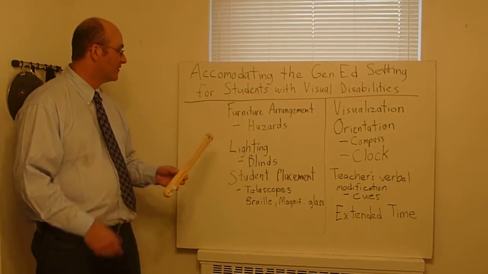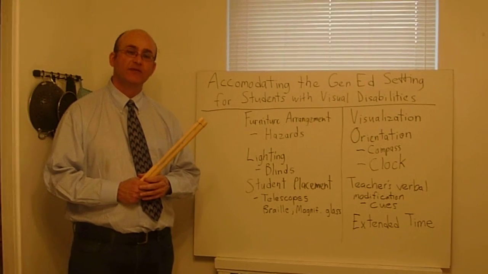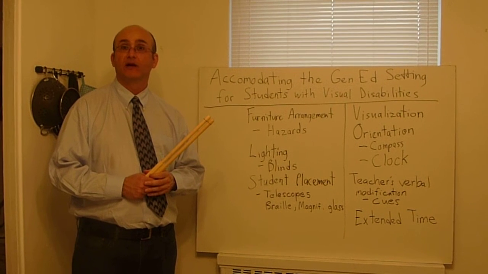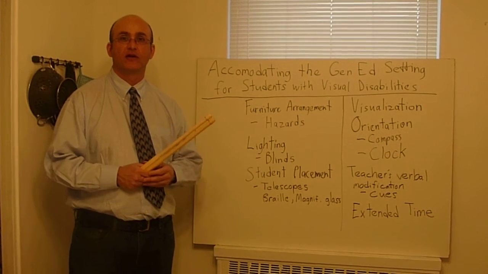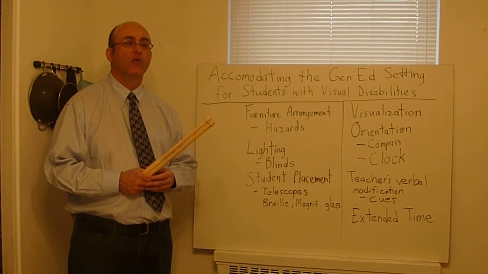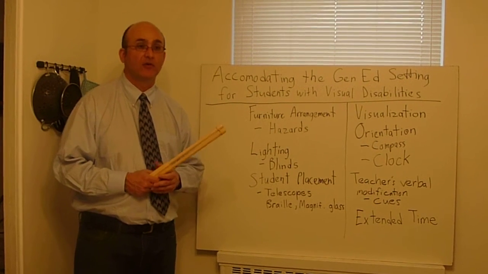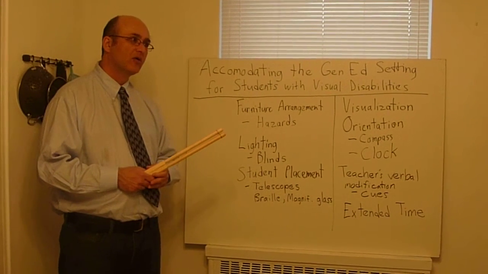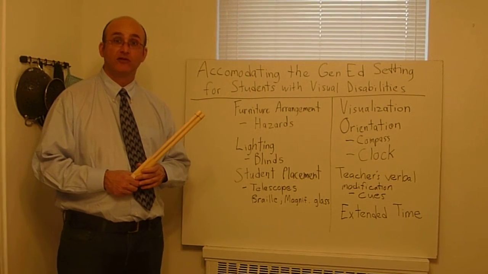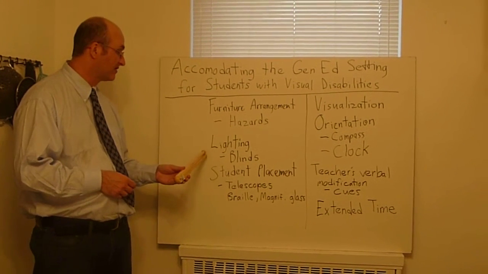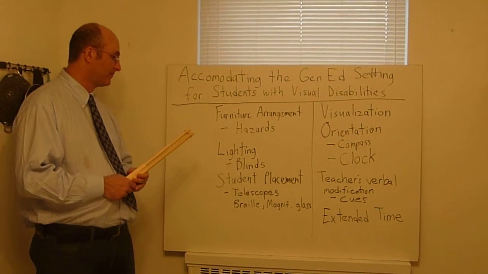The next thing you want to think about is lighting. Some students with limited vision rely on shadows to help them make sense of their environment. We do not want glare to be interfering with their learning process. So we have to position the students correctly, but we also have to possibly adjust the blinds, and it's something for the teacher to consider.